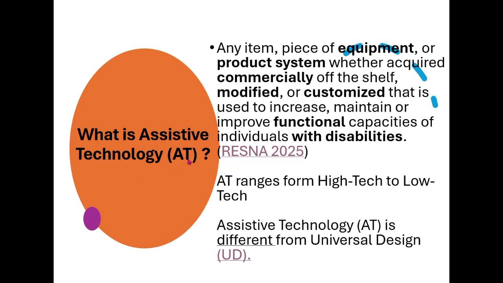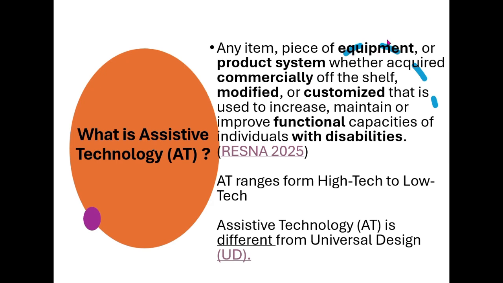All right, so without further ado, assistive technology. One of the most common definitions is RESNA's definition. RESNA is the Rehabilitation Engineering Society of North America, and the definition was updated in 2025 again. They define assistive technology as any item, piece of equipment, or product system, whether acquired commercially off the shelf, modified, or customized, that is used to increase, maintain, or improve functional capacities of individuals with disabilities. So the bolded text is important. The whole definition is important, but the bolded text is extra important.